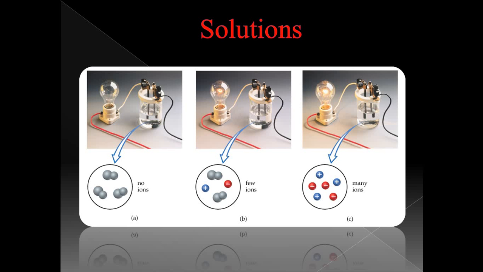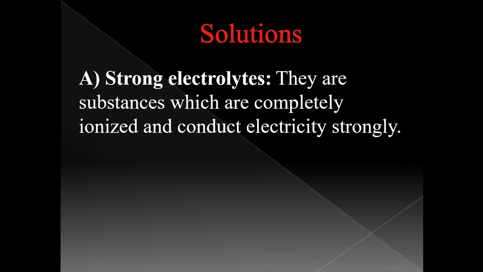But if the lamp illuminates, this indicates that the solution contains ions. But if the illumination is weak, this indicates the presence of weak electrolytes having a few number of ions. And if the illumination is strong, this indicates a strong electrolyte with many ions present.